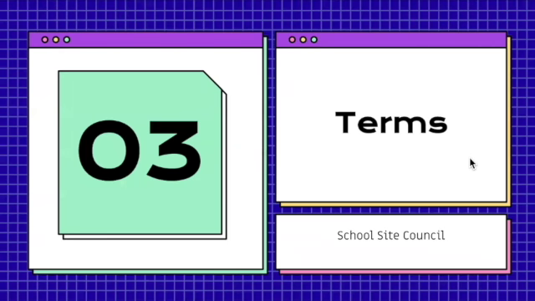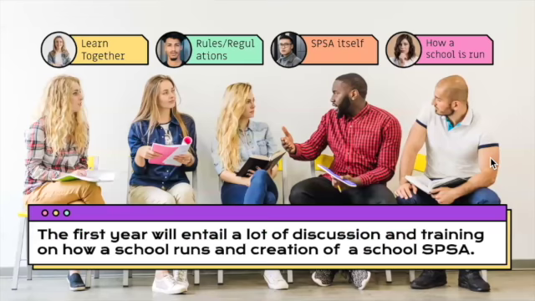Terms, well, how long am I on a school site council? Well, there's a couple of things to know about this. Number one, the first year, we don't officially have our bylaws set. So we have to actually agree on rules and regulations. We're going to learn together, and then we'll make those terms together as well.